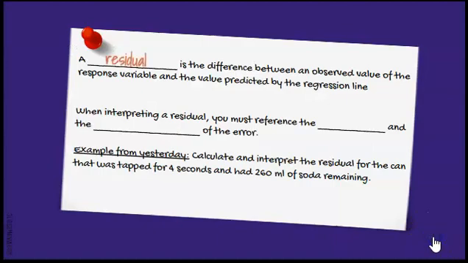A residual is the difference between an observed value of the response variable and the predicted value by the regression line. It's the actual minus the predicted. Like I was showing you, the actual red dot minus what the line would predict. That's what a residual is. So when you interpret a residual, you must reference the size and the direction of the error.